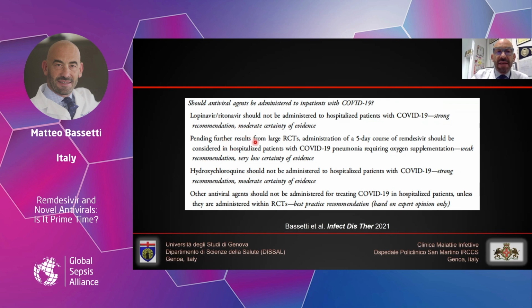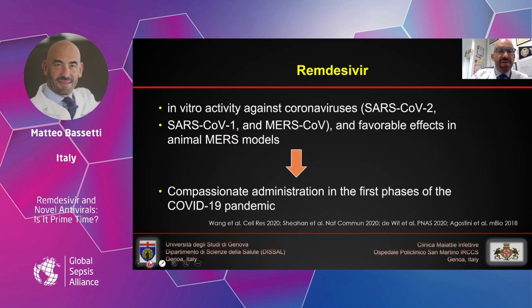The same applies to remdesivir. Pending further results from large randomized clinical trials, administration of a 5-day course of remdesivir should be considered in hospitalized patients with COVID-19 requiring oxygen supplementation. So in our guideline, the only antiviral to be used in COVID-19 is remdesivir. Hydroxychloroquine should not be administered, and then we can discuss other antivirals that should not be administered for treating COVID-19 in hospitalized patients, unless within randomized clinical trials. Obviously, these are recommendations for hospitalized patients, not for non-hospitalized patients. For non-hospitalized patients, I will review the data at the end of this presentation.